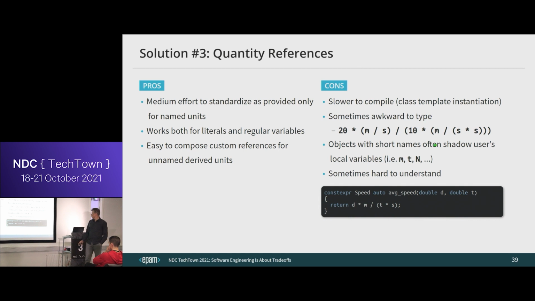There are a lot of objects with short names that often shadow users' local variables, because those are objects, not types. Do you already have an object or function argument called m, t, n? Probably you have, right? So you have collisions if you include those in the same namespace. Sometimes hard to understand. If you also have one-letter arguments like distance and time, then what does d times m mean? What is the argument? What is the unit here? Is it a ton or time, right?